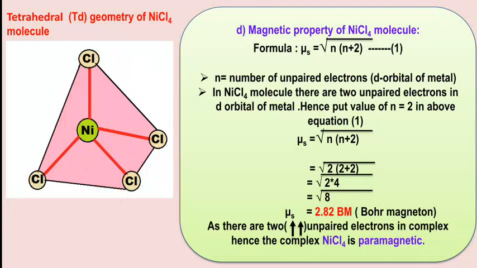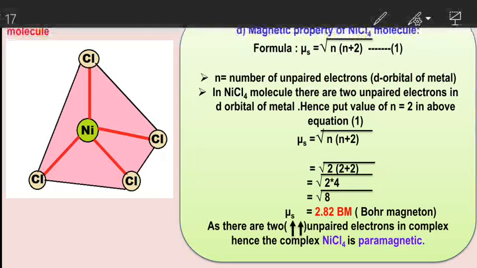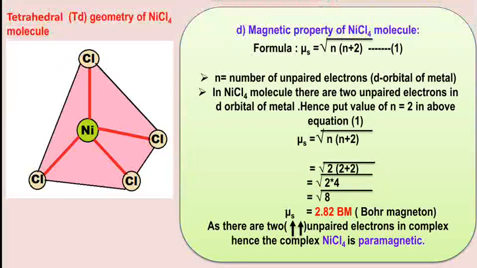Now the next part is to calculate the magnetic property of the complex. Here is the magnetic property of the NiCl4 molecule. This can be calculated from the formula mu s is equal to under root of n into n plus 2. So how to calculate the magnetic property? Basically mu s is called the spin only formula. Here you can see the d orbital where the number of unpaired electrons can be found. So the value will be equivalent to n.